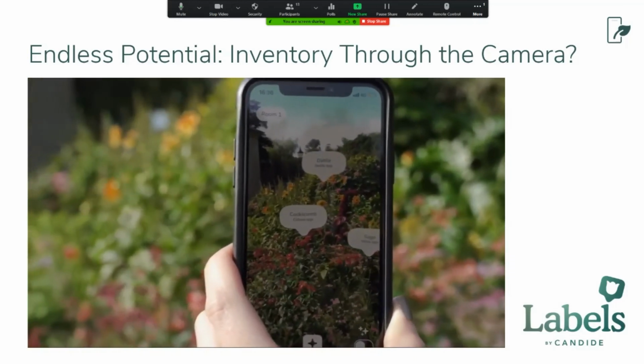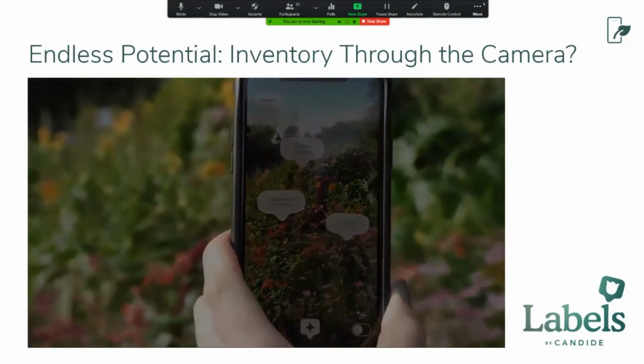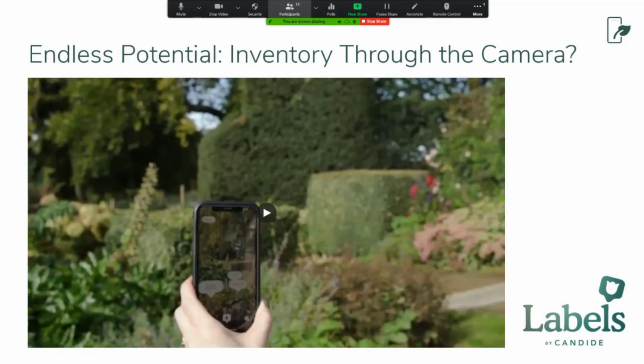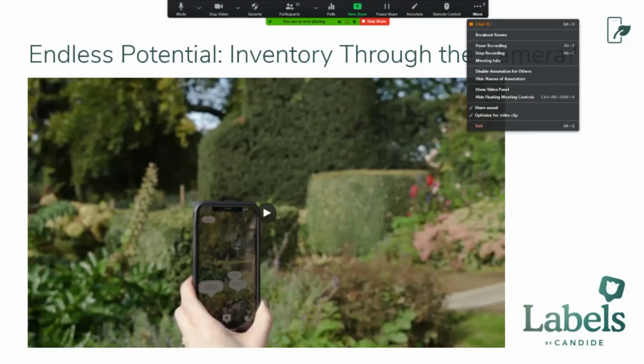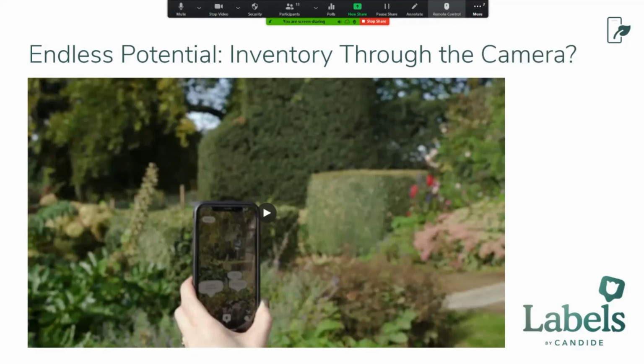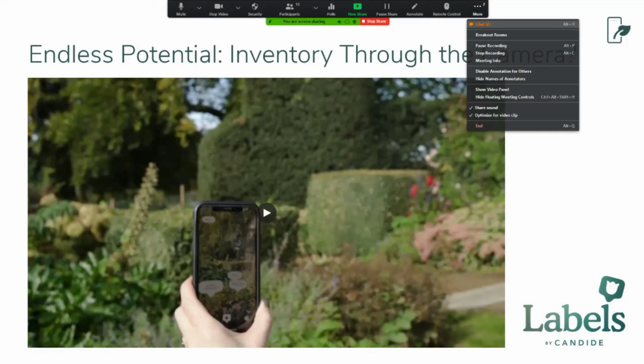I was going to say, I do encourage people to try out this app. It's called Candide Labels, and it is available across the world, and there's only one caveat: it only works on iOS devices, so that's Apple devices. But yeah, Shazam for plants. Yeah, that's a great one.